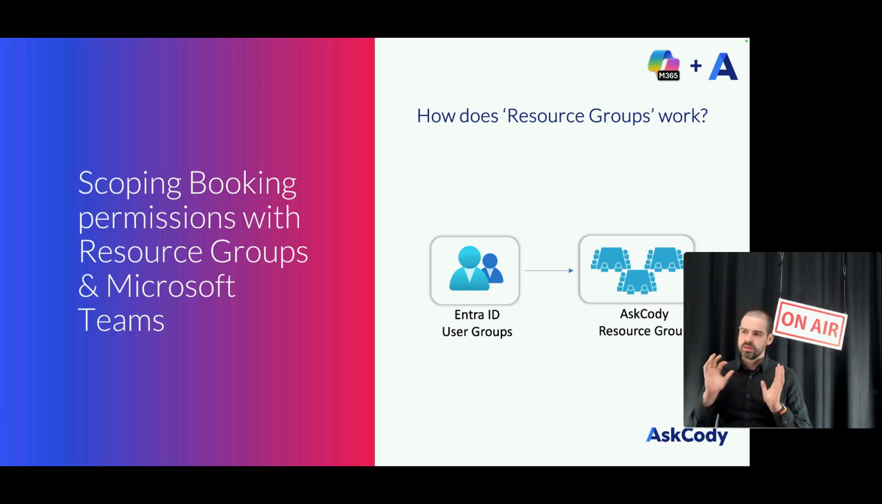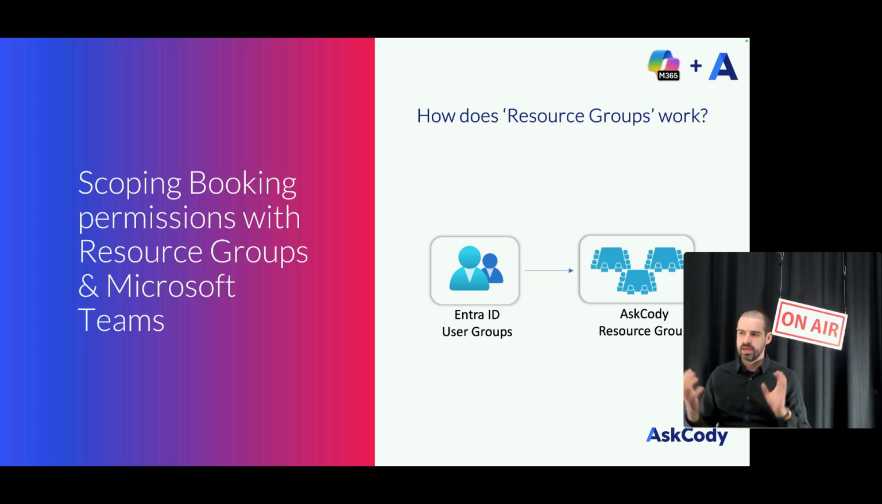So directly integrated with that, IT admins can go ahead and create multiple groups that they want to use to scope access within Entra ID, and then make users members of those groups according to the access they want to give. Those groups are then linked to resource groups in AskCody, which is basically a group of meeting rooms and/or desks where admins can assign specific rooms and desks to these people.